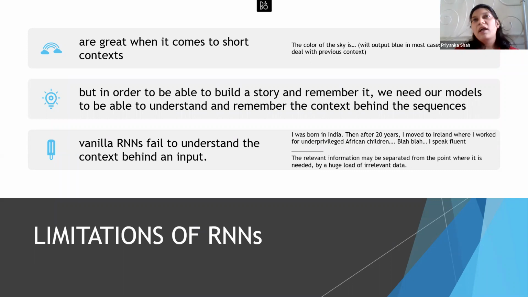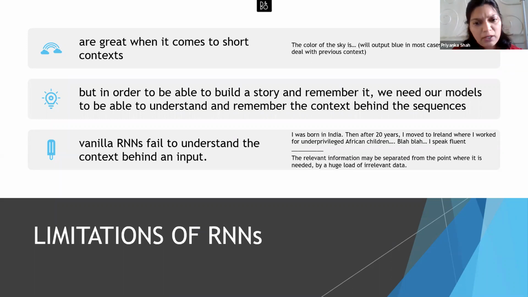So if you look at this sentence: I was born in India, then after 10 years I moved to Ireland, where I worked for underprivileged African children, and then there are a lot of other sentences, and finally I say, I speak fluent. Now imagine that the output here has to depend on so many things. It has to remember that I spoke about being born in India, then about moving to Ireland, where I worked for African children. So the output now is not only dependent on this point in time, it is dependent on events which happened in the past, and I have to loop back to all those events, get the contextual data, and then make the prediction.